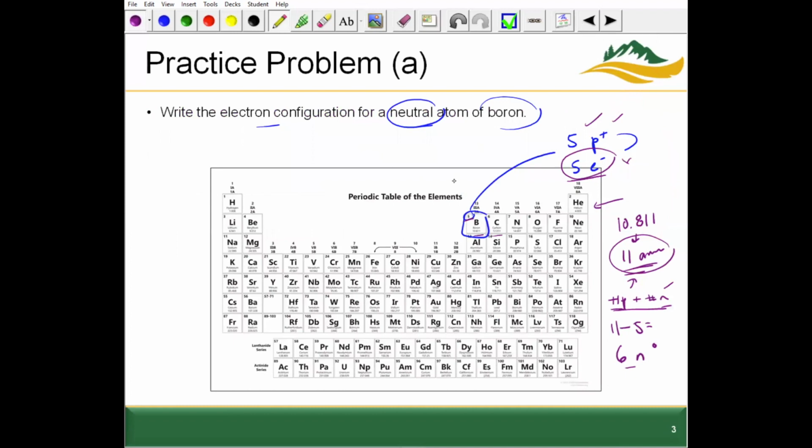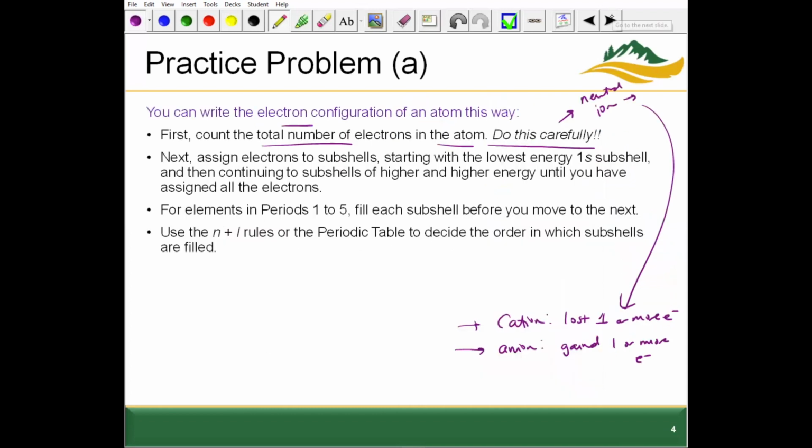So for boron, we did this. We know we have 5 protons, 5 electrons then, and it's neutral, so we have 5 electrons. If it were a cation or an anion, we'd have to either remove or add electrons, depending on whether it's a cation or an anion. Next, we want to assign electrons to subshells, starting with the lowest energy subshell, so 1s, then continuing to subshells of higher and higher energy, until we've assigned all of the electrons of this neutral element.